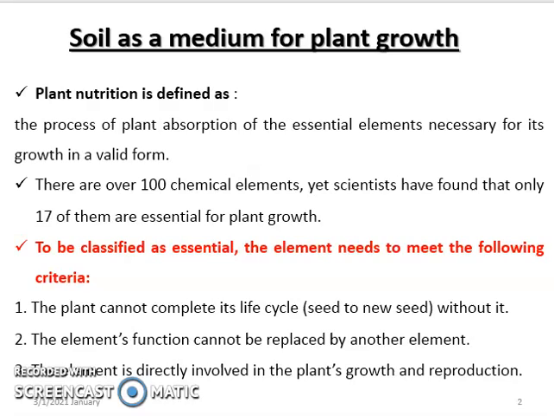This lecture will focus on soil fertility and microbiology. Soil as a medium for plant growth. Plant nutrition is defined as the process of the plant absorption of essential elements necessary for its growth in a valid form.